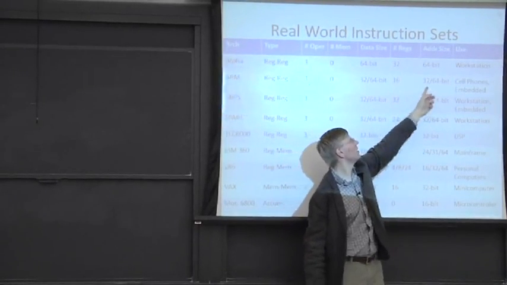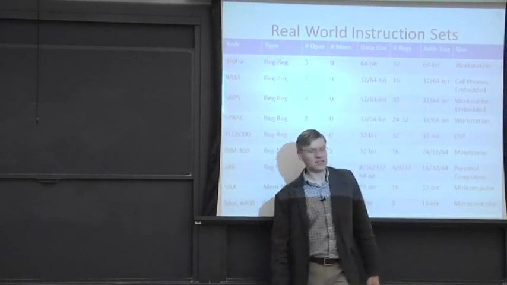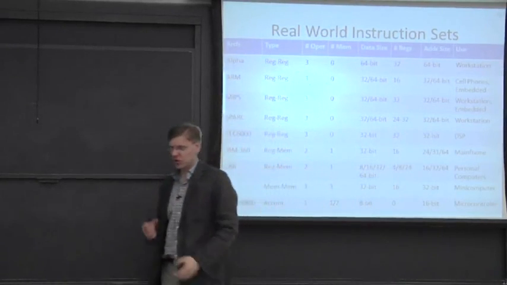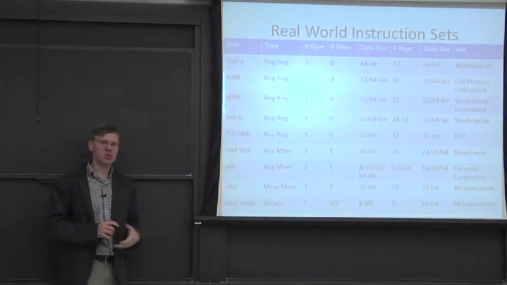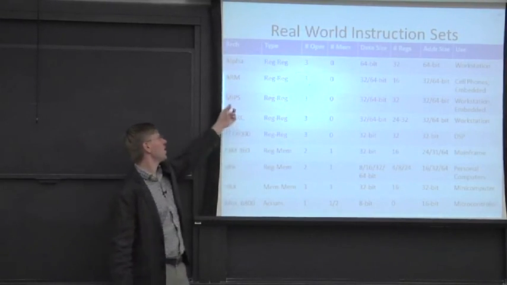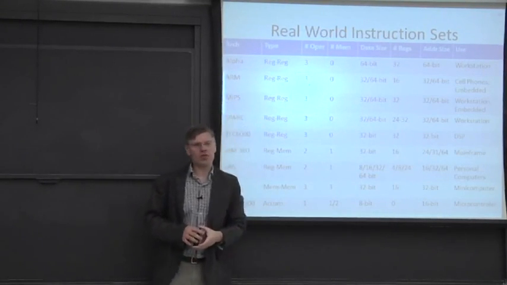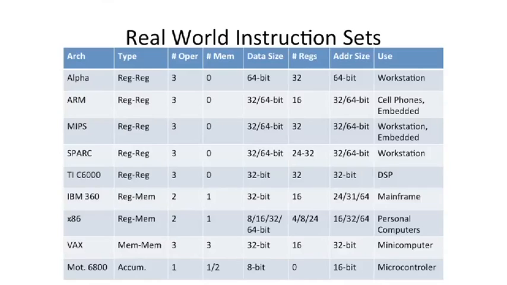16 registers, and the addressing, as I said, a 64-bit version came out, but is mostly 32. And it shows up in cell phones and embedded applications. MIPS, which is an outgrowth of the Stanford MIPS project, and later was commercialized. Register, register, register. We're going to be focusing on this mostly in this class.